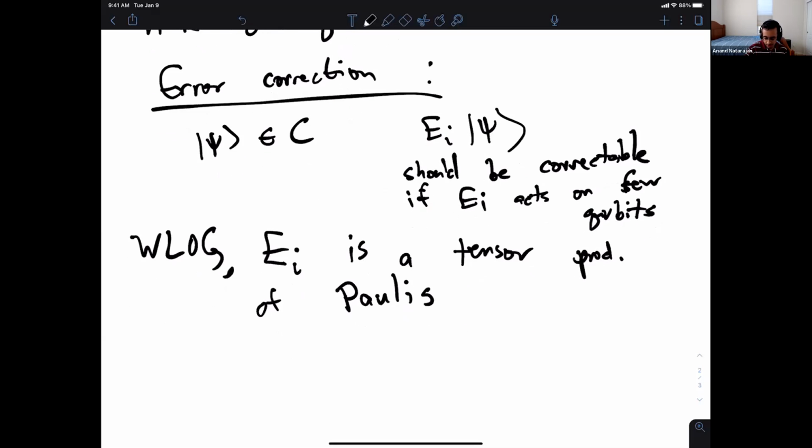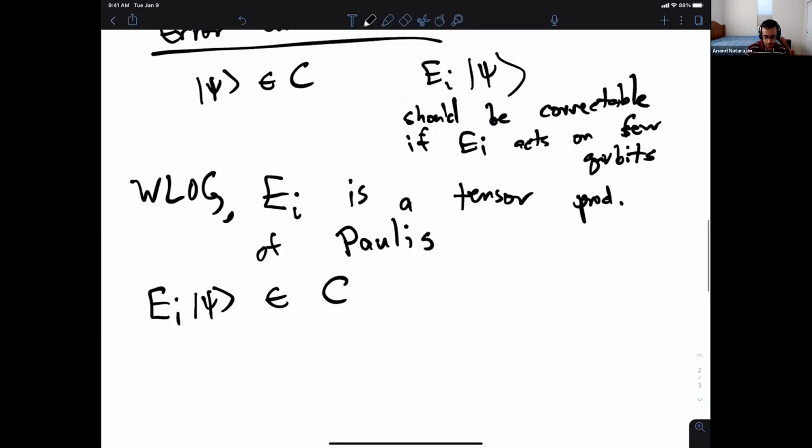So what does it mean for EI to be correctable? Well, what's a way in which EI would not be correctable? If psi started out in the code space, and EI took me to some other state that's in the code space, that would be bad. Because then there's no way I could tell that EI psi is not some encoding psi prime of some other valid state. So there's no way in principle that I could correct for EI.